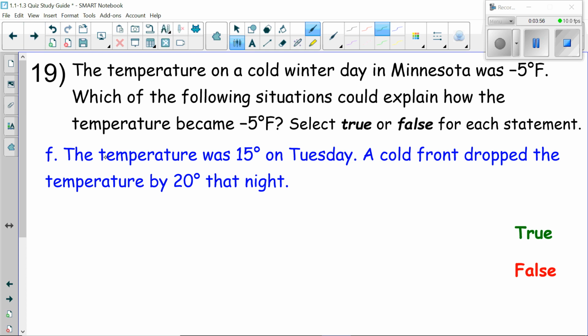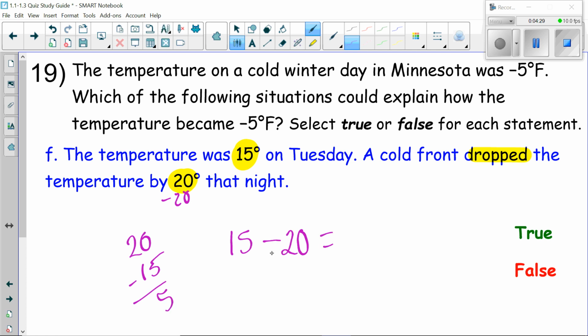Okay, the last one for this question. The temperature was 15 degrees. That's positive. And then a cold front dropped the temperature by 20. So it really got cold that night. All right, so we start at +15, and if it dropped 20, that means that's a -20. So starting in the positive, but we went way into the negative. You do different signs or subtracting, and you keep the sign of the larger number. So the larger absolute value is that -20, so it's -5 is our answer, and that's what we were looking for. So this one is true.